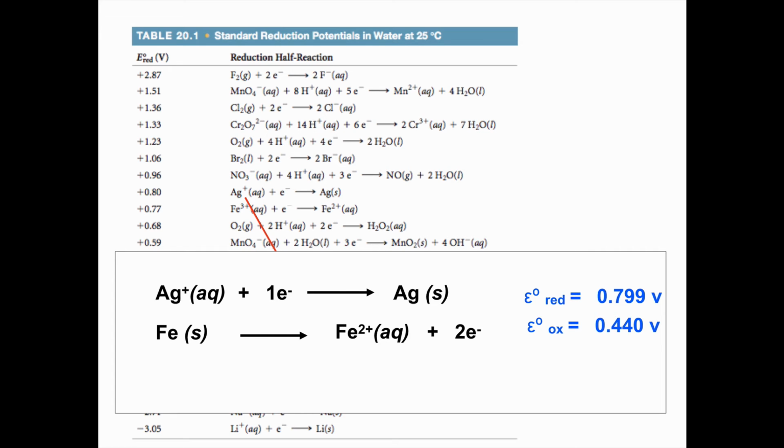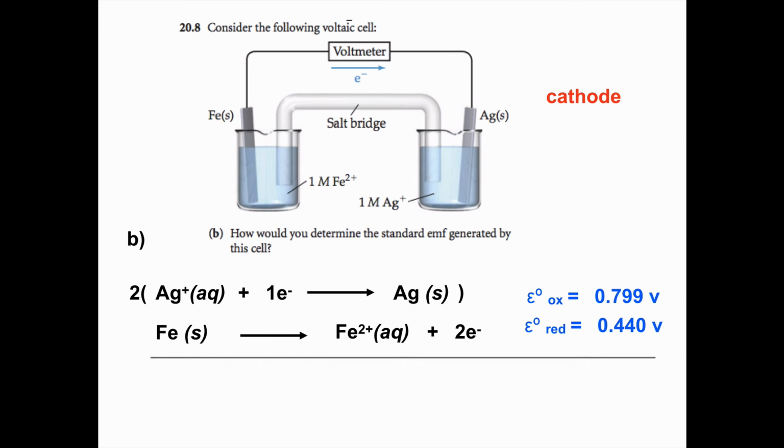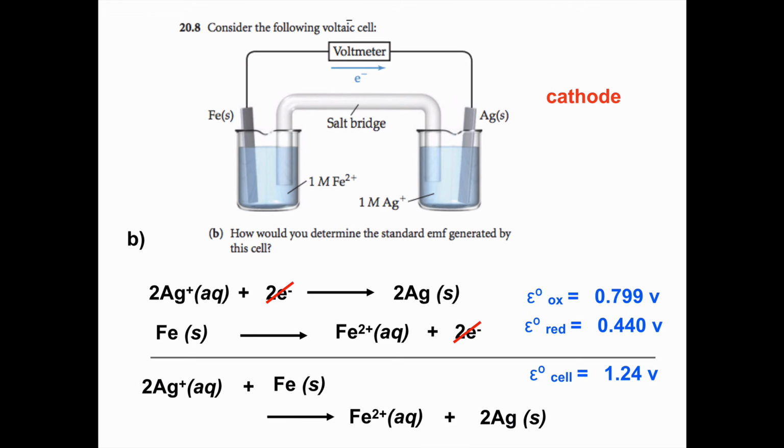Oh, got to balance, right? 1 electron going in, 2 electrons coming out. So multiply that top half reaction by 2 to get the right number of electrons going in and coming out. When I add these together, I can add the voltages together to get the overall voltage for the cell.